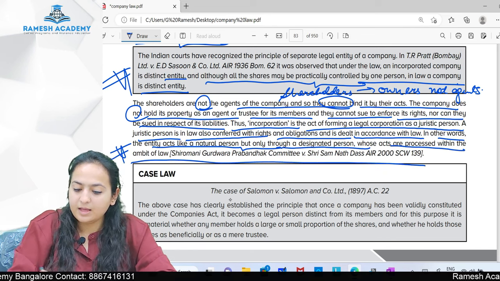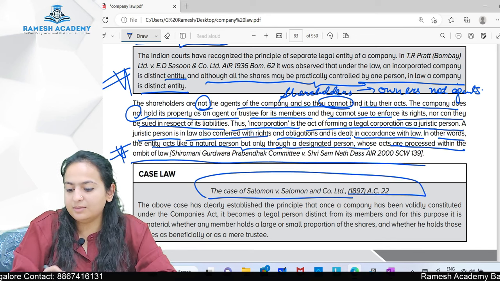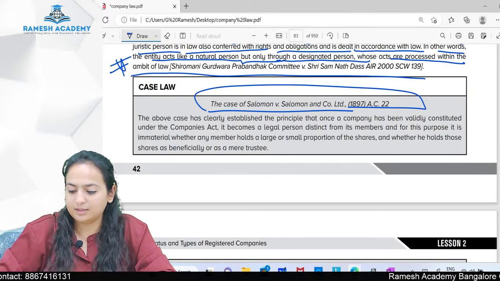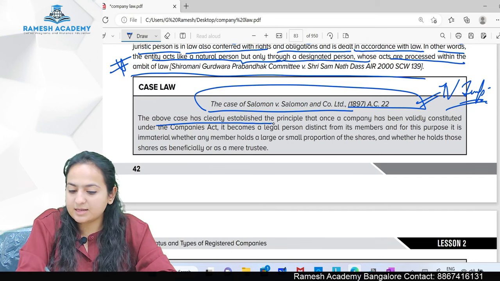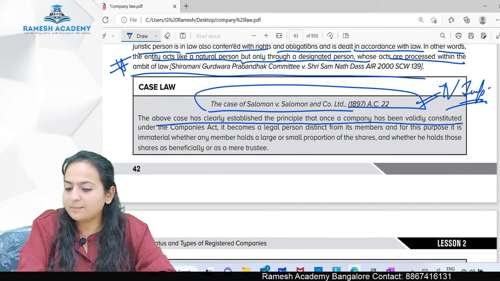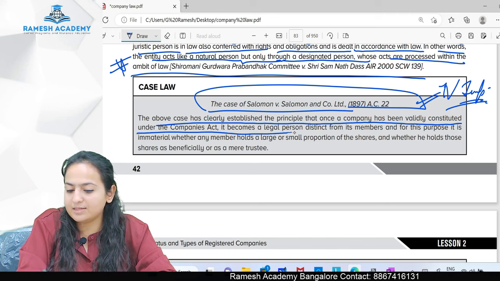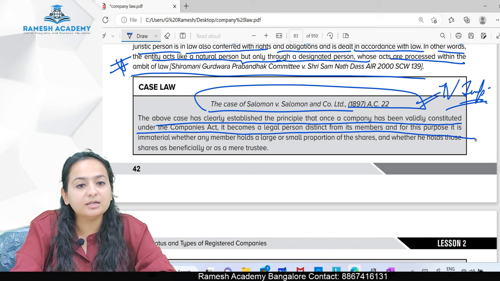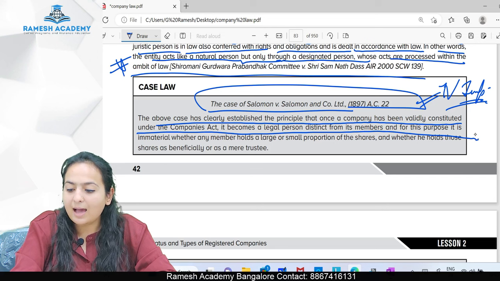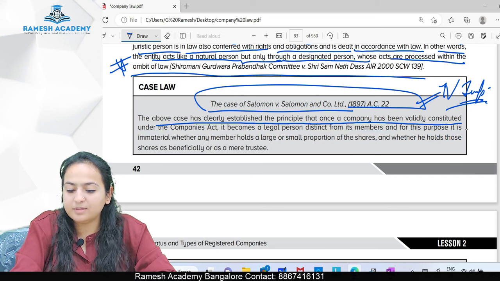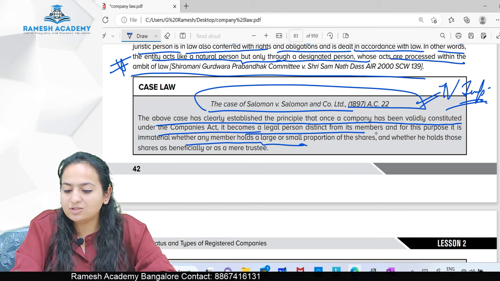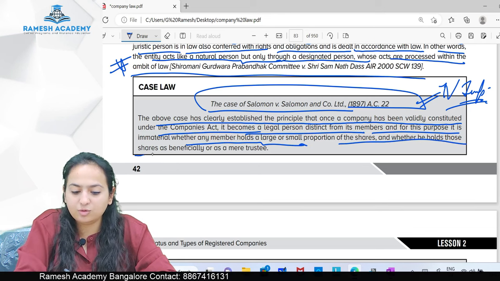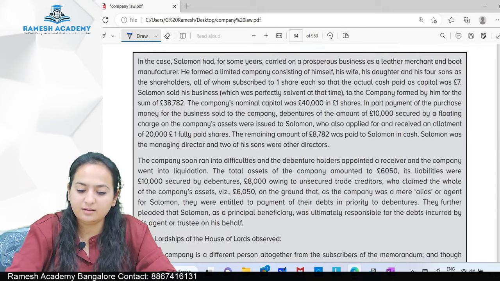Okay, the case of Salomon versus Salomon and Company Limited, very important, mark it down, very important. The above case has clearly established the principle that once a company has been validly constituted, the company becomes a legal person distinct from its members, and for this purpose it is immaterial whether any member holds a large or small proportion of the shares and whether he holds those shares beneficially or as a mere trustee.